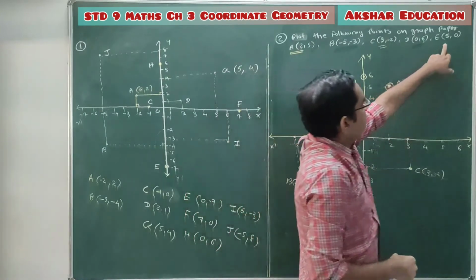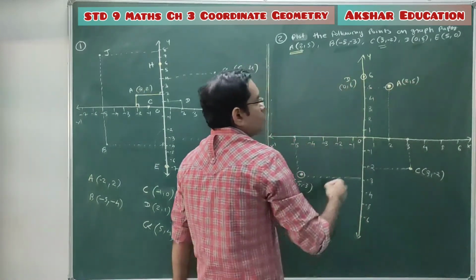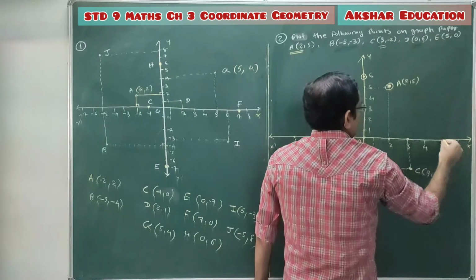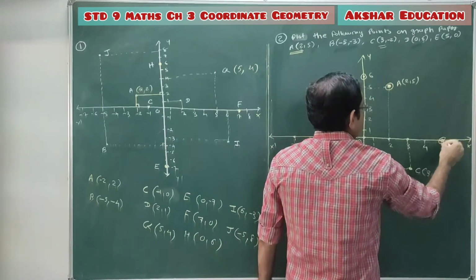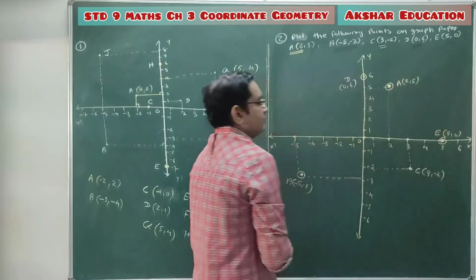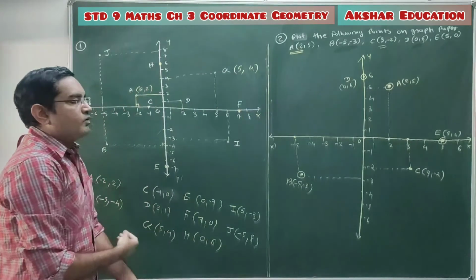The last point, which is 5, 0. So first you have to go to the positive x coordinate, which is 5, and y is 0. So this is 5, 0, and this is your point. Done? So this is how we can look at the points on a graph.